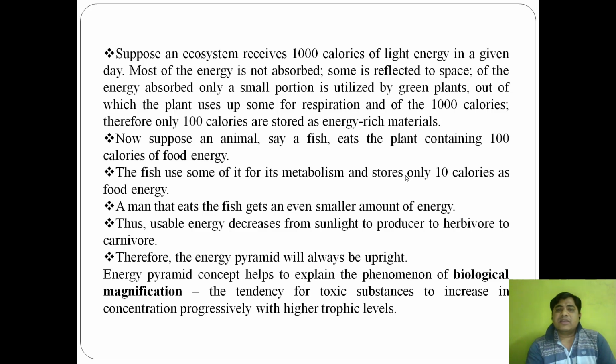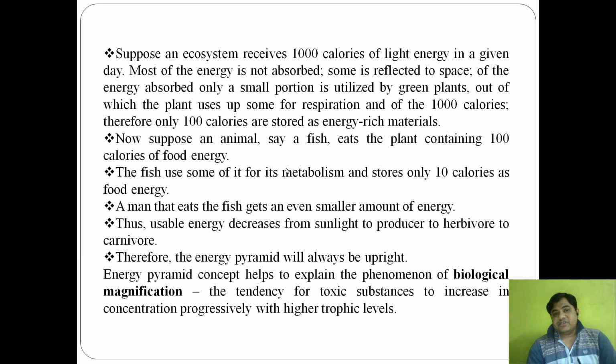utilized in respiration. So now suppose an animal, say a fish, eats the plant containing 100 calories of food energy. The fish uses some of it for its metabolism and stores only 10 calories as food energy. A man that eats the fish gets an even smaller amount of energy. Means in this pyramid, or in energy flow, we can say that the higher animals do not get a high amount of energy from the green plants.